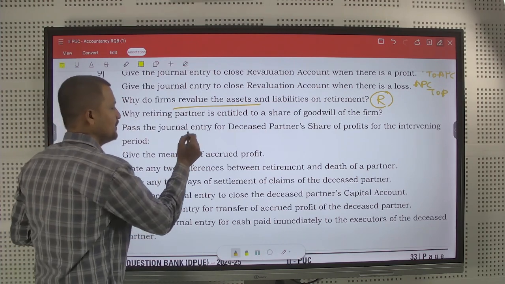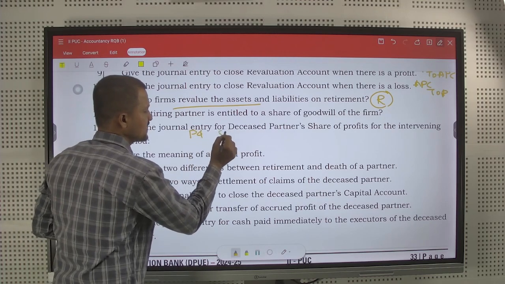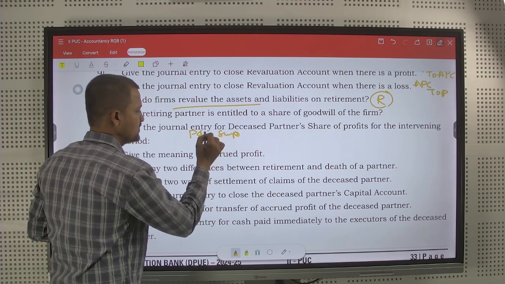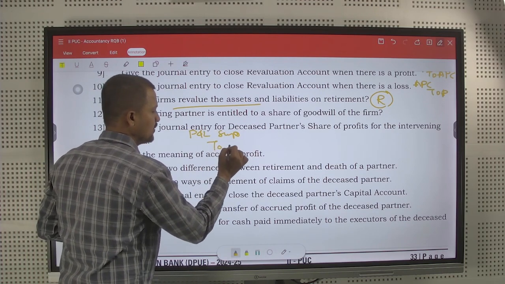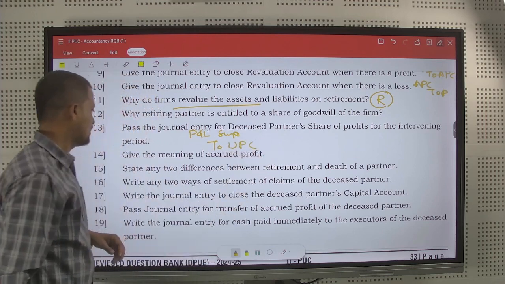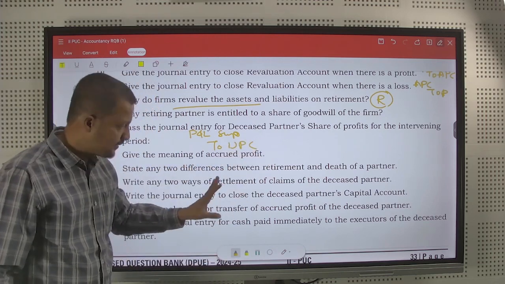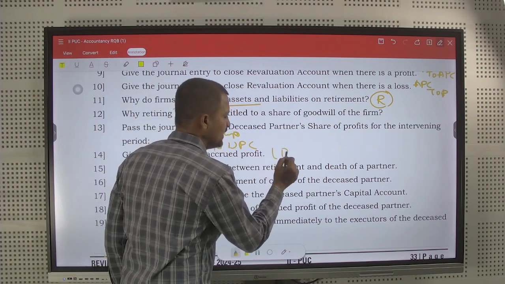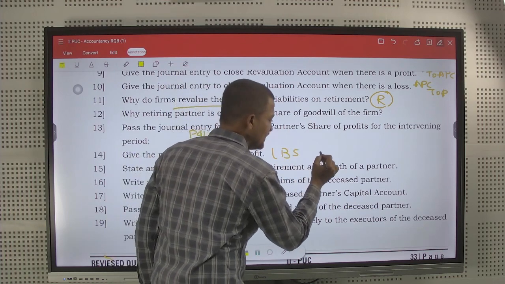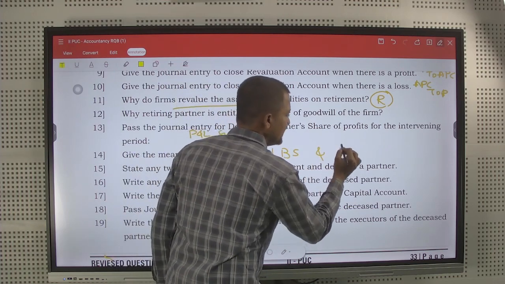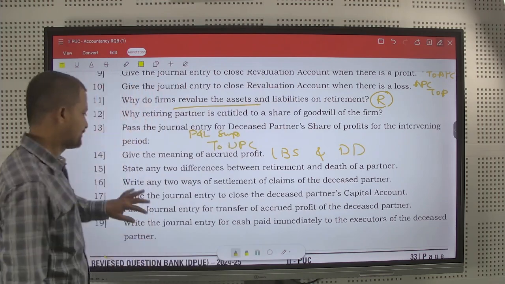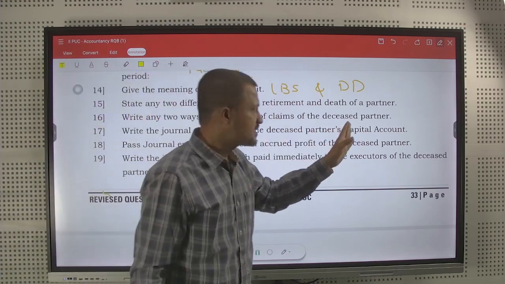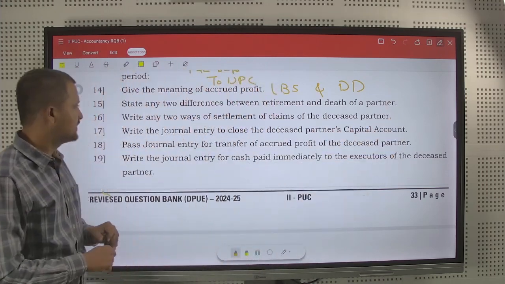So it will be P&L suspense. We passed it at the time of MCQs also. P&L suspense account debit to deceased partner's capital account. Give the meaning of accrued profit. The profit earned between the last balance sheet date and the date of death.